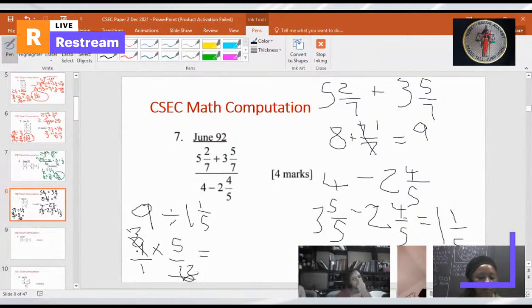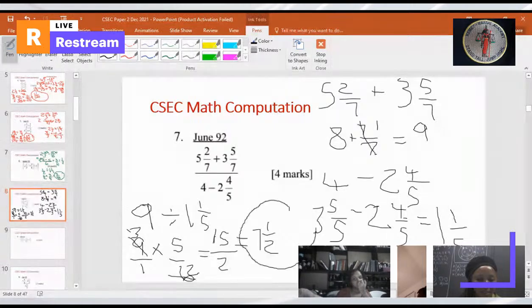What's 3 times 5? 3 times 5 is 15. And 1 times 2 gives 2. So the final answer is 15 over 2. 2 into 15 goes 7 times, remainder 1. So 7 remainder 1 over 2. This is our final answer: 7 and 1 over 2.